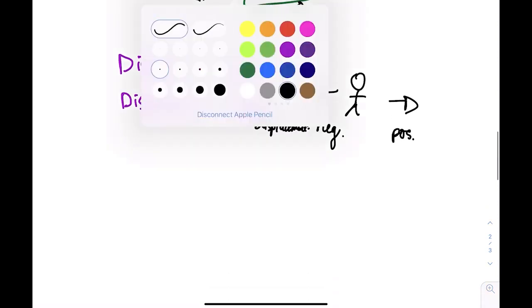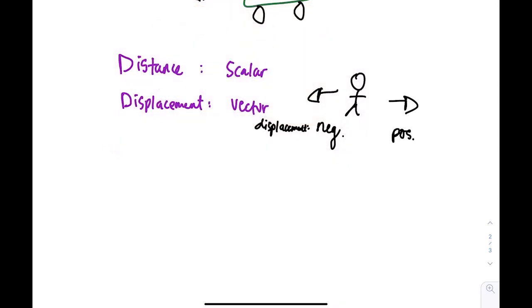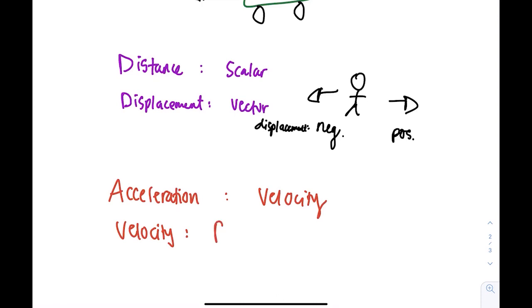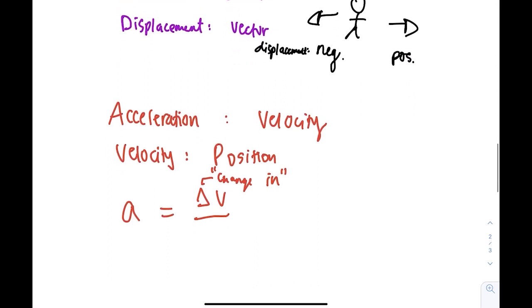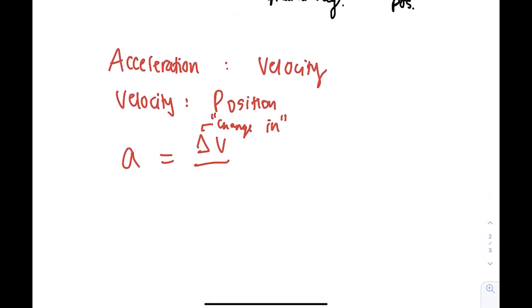But things don't maintain a constant speed all the time. There's also a speeding up and a slowing down. And this is acceleration. So acceleration is to velocity as velocity is to position. So what this means is that acceleration, which I'll represent as A, is defined to be the change in velocity. This means change in, or delta, velocity over change in time.